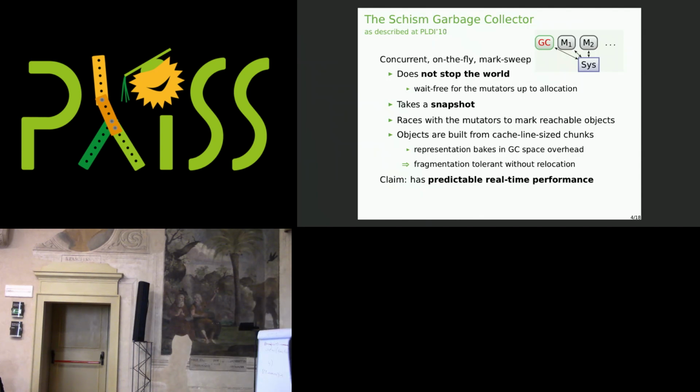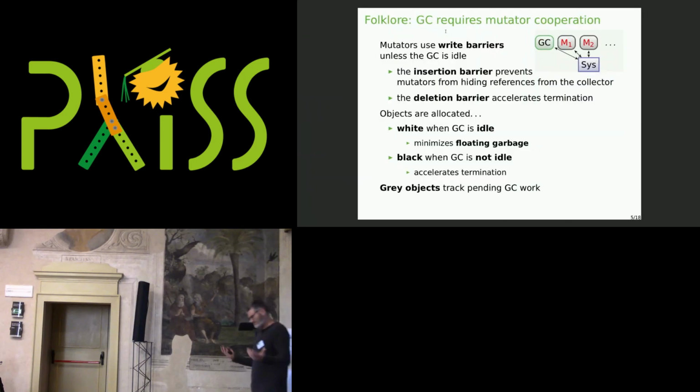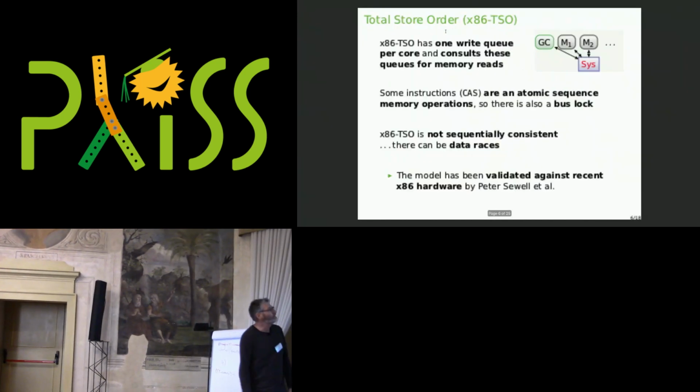I won't talk about the fragmented allocation stuff. That's all about real time. But the claim was that it has predictable real-time performance, and you can look at the 2010 PLDI paper to see the arguments there. All right, so the folklore is, we've seen the need for cooperation. I've already described all of this for you. I'm not going to reiterate that.